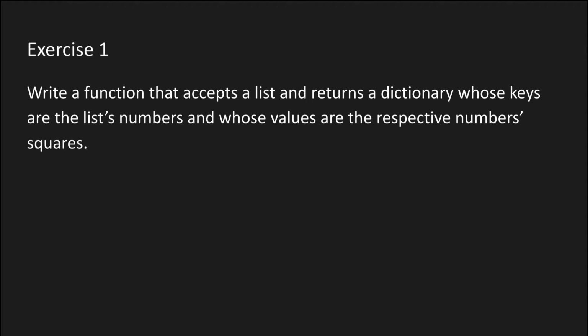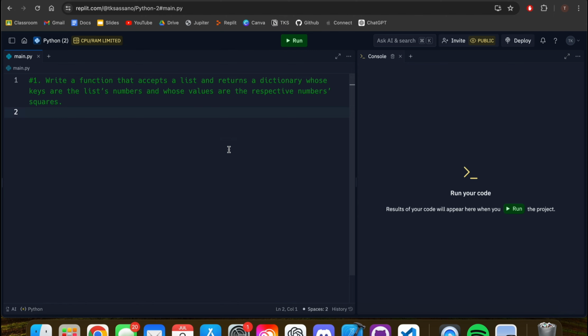Write a function that accepts a list and returns a dictionary whose keys are the list numbers and whose values are those respective number squares. So we can define our function, which will just take a list. And we need to ensure that the keys of this dictionary that we return are the list numbers and its values are those numbers squares.